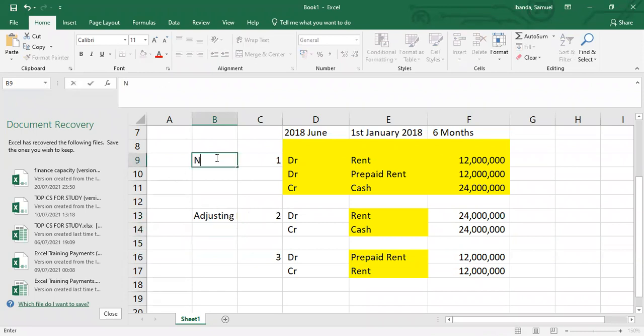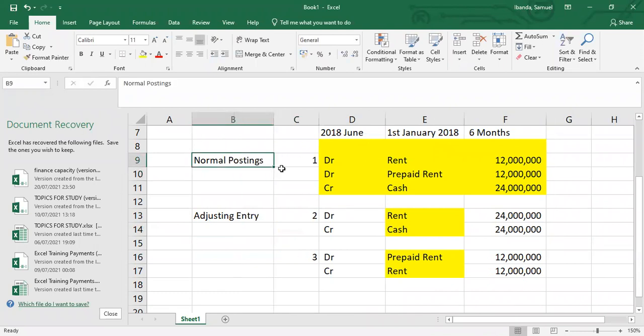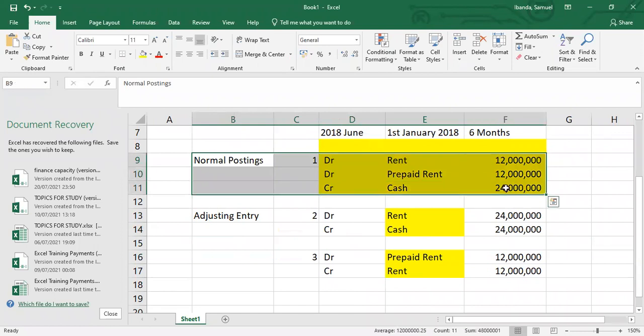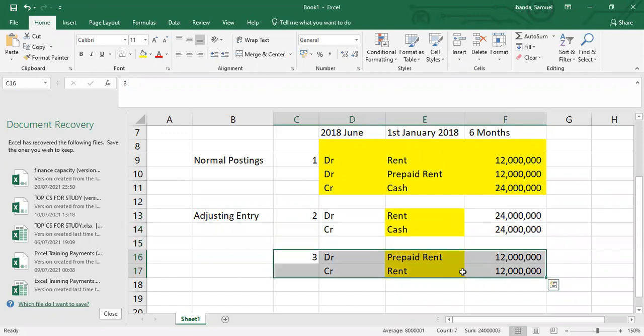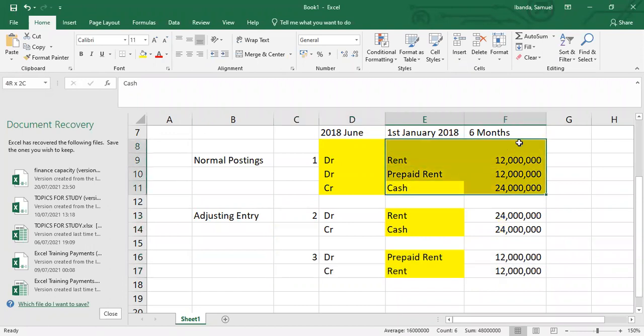And then this is normal posting. So you can go ahead to recognize this transaction as it occurs by doing this normal posting. Now, if somebody doesn't know and something comes in at the end of the year, this will be what was done, and then this will be the adjusting entry to make sure that this transaction now appears like this one.